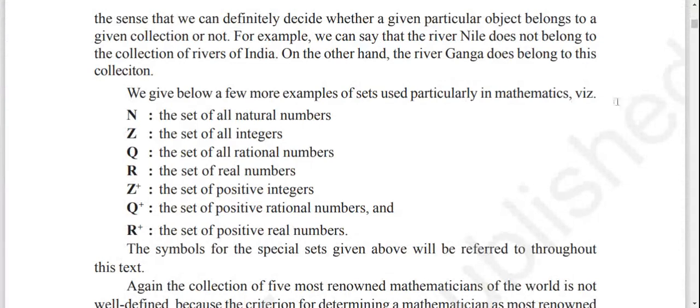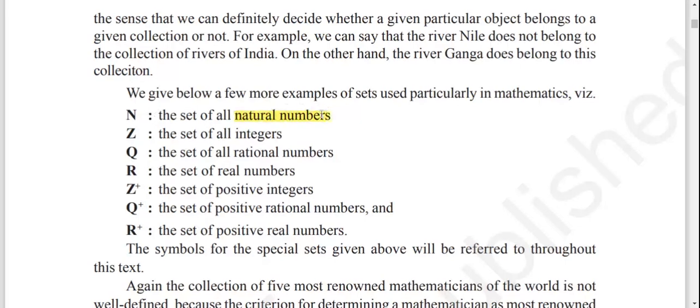Now we have been given examples of other sets, particularly used in mathematics: N means natural numbers, Z means integers, which can be positive and negative from minus infinity to plus infinity, and it includes 0 also. Q means the set of all rational numbers, and R the real numbers, while Z plus is the positive integers, Q plus the positive rational numbers, and R plus the positive real numbers. The symbols must be remembered as per the text. So remember the symbols.